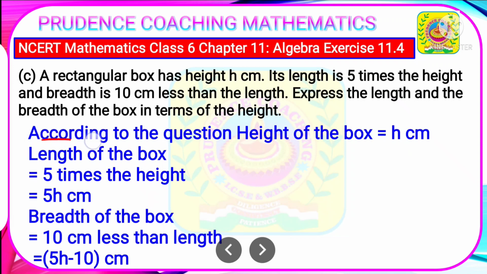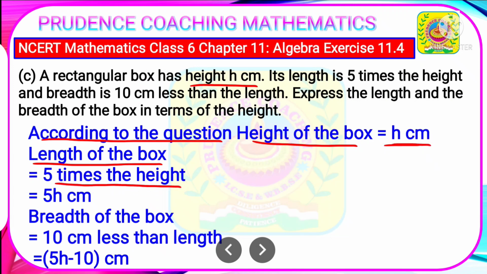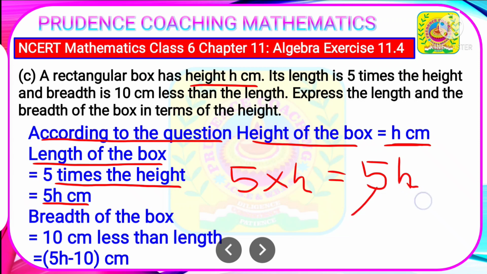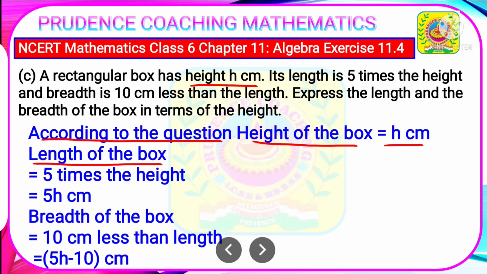First, we will write according to the question, height of the box equals h centimeter. Next, we will write length of the box is 5 times the height. Height is h, so 5 times height means 5 into h, so 5h centimeter. We have learnt in the previous videos that if we don't have any symbol between the constant and the variable, that means there is a multiplication sign by default. So, here we are getting 5h centimeter as the length.